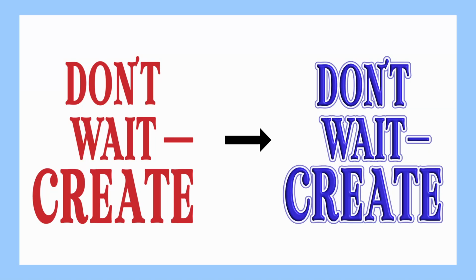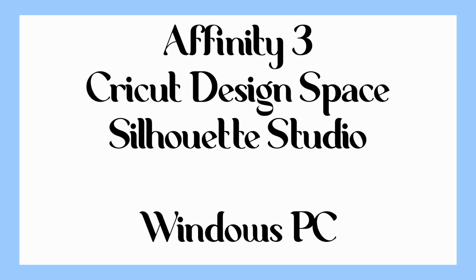Hi everyone! In this week's video we're going to take one of the very basic text SVG files I've created, give it a little bit of flair and turn it into a print then cut sticker. I'll be using Affinity 3 and then I'll take it into Cricut Design Space and Silhouette Studio, all of which are free to use, and I'm using a Windows PC. So let's get started.